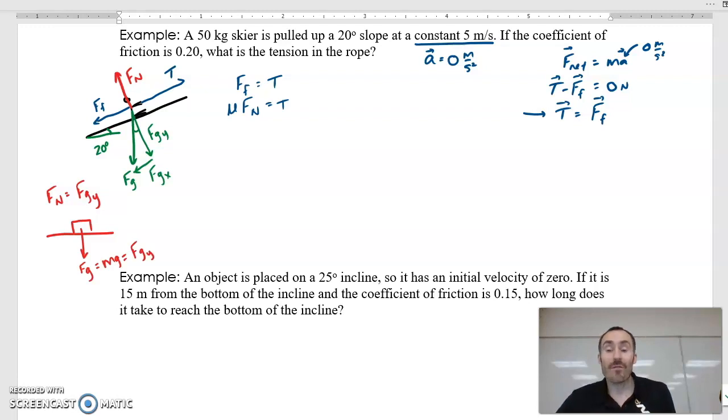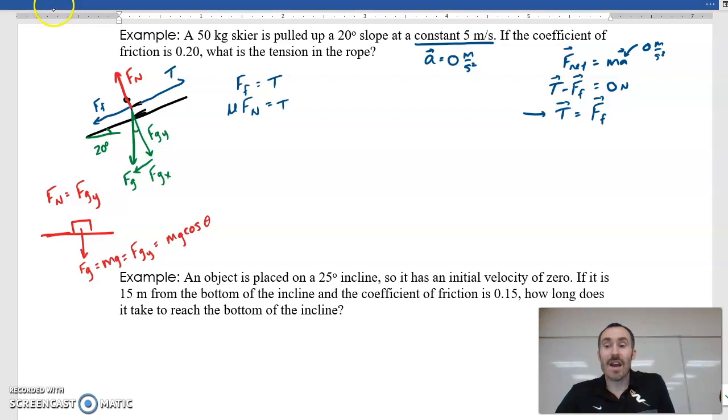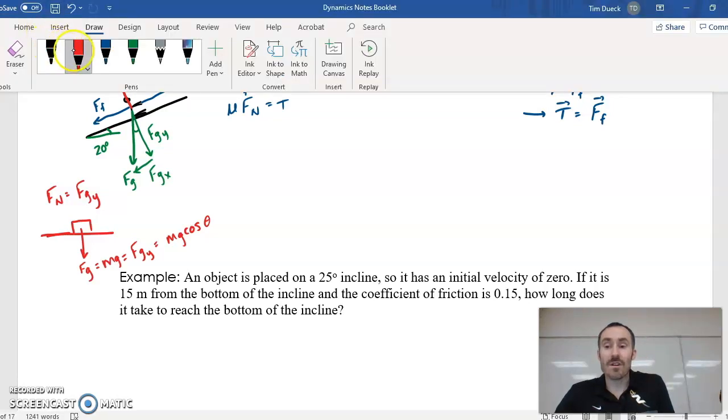Our formula for FGY has always been mg times the cosine of whatever the ramp angle is. And if we have a ramp angle of 0, which would be a level surface, cosine of 0 is 1. And so then mg times 1 is just mg, right? So this FGY formula, mg cosine theta, is valid in all circumstances. And it's also what we're going to need to use right now.